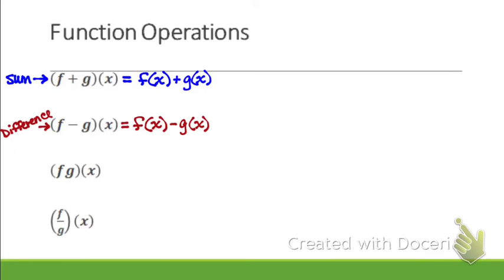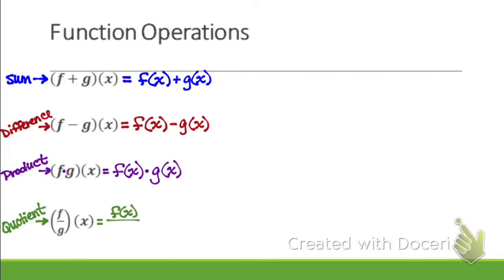Third one down, what operation do we have going on here? Multiplication. This is our product. So this is just take f of x and multiply it to g of x. And this last one down here is the quotient. We take our function f of x and we divide it by g of x.